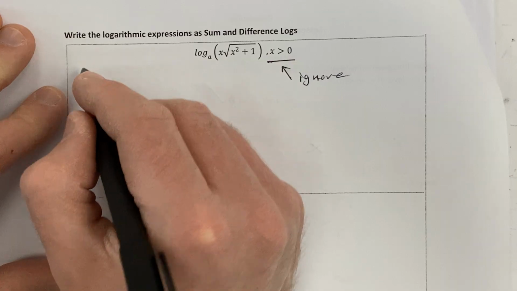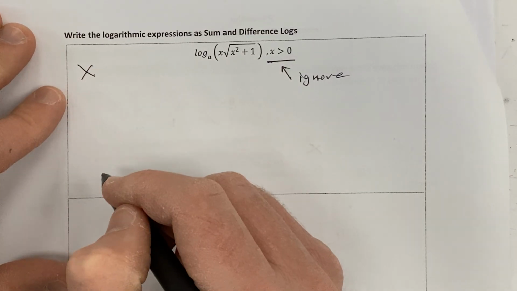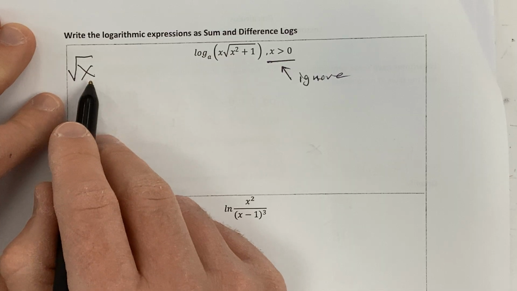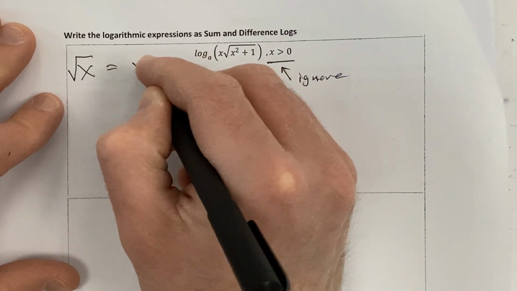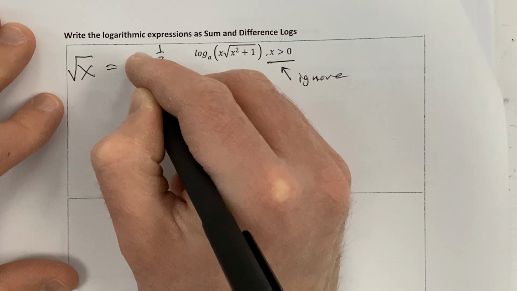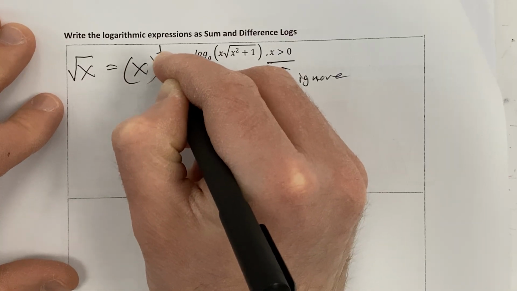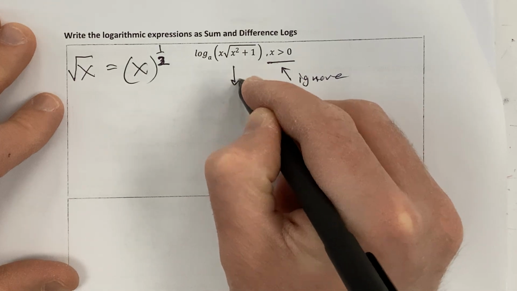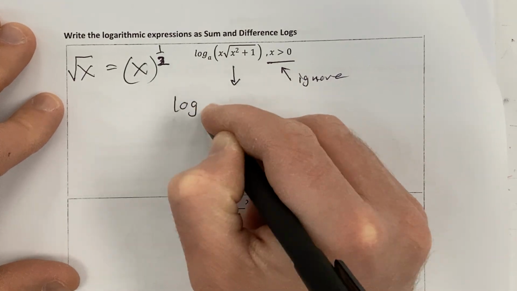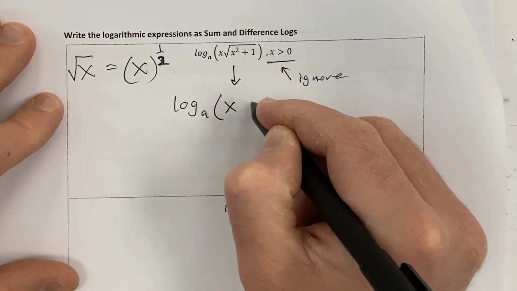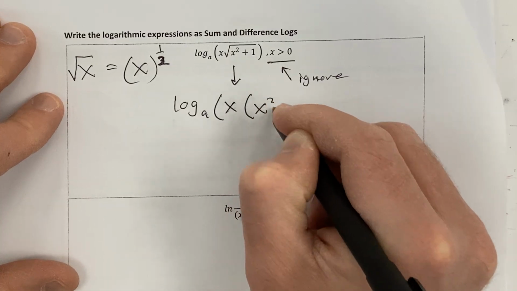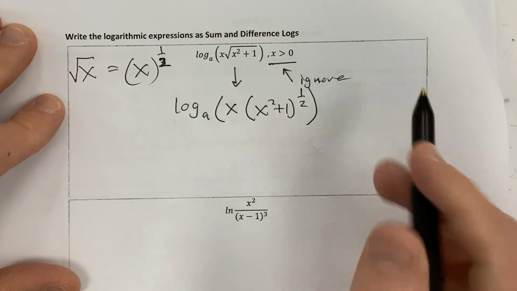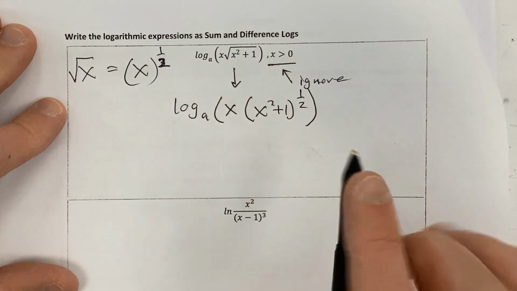Another thing to take note of is a less commonly known rule for exponents is the fact that the square root is equal to the fractional exponent 1/2. Whoops, that's not 1/3, 1/2. So one of the things I want to do right in the beginning, this isn't a log rule, it's just an exponent rule, is rewrite this as log base a of x times parenthesis x squared plus 1 to the 1/2 power. This will be useful later on, you'll see.